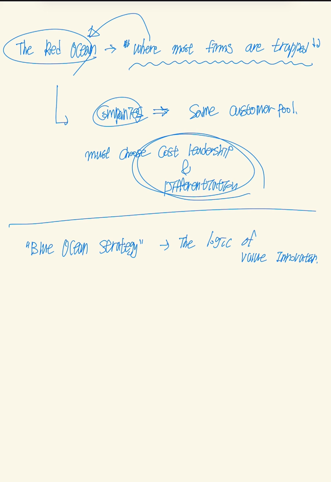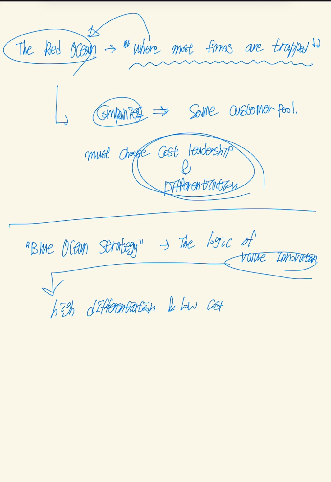So here is the key term: value innovation. The definition of value innovation is the simultaneous pursuit of high differentiation and low cost. So not as a trade-off, but as a complementary dynamic. So value innovation rejects the Porter constraints and seeks to make the trade-off irrelevant as well.